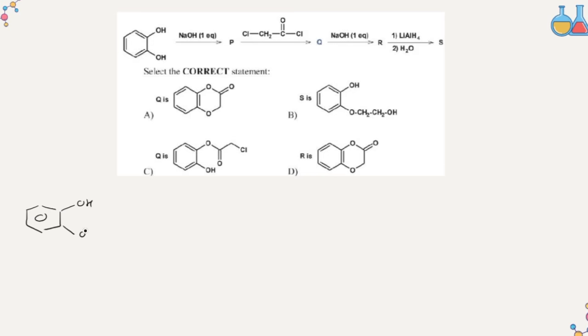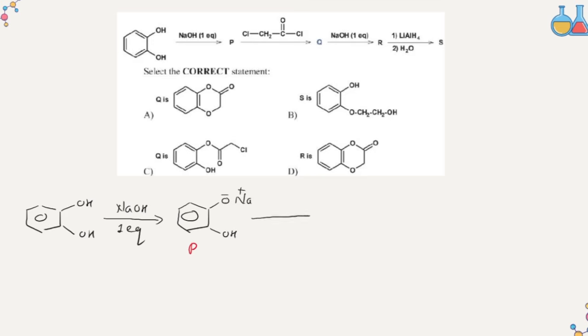It's a phenol molecule. So when phenol is treated with sodium hydroxide, the reaction is between the hydroxyl and NaOH because phenols are acidic in nature, so it's going to react with the base and form the salt. Since only one equivalent is used out of two hydroxyl groups, only one will react and it's going to form the sodium salt of the phenoxide ion. What about the other OH? It will remain as it is. So this is our product P.